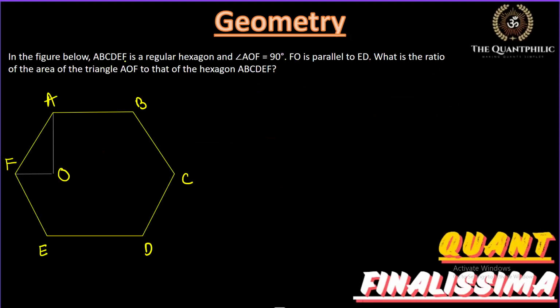In the figure below, ABCDF is a regular hexagon and AOF is 90 degrees. FO is parallel to ED. What is the ratio of the area of triangle AOF to that of hexagon ABCDF? Okay, so this is the hexagon ABCDF and this is O. We have to find out the area of this with respect to the total.